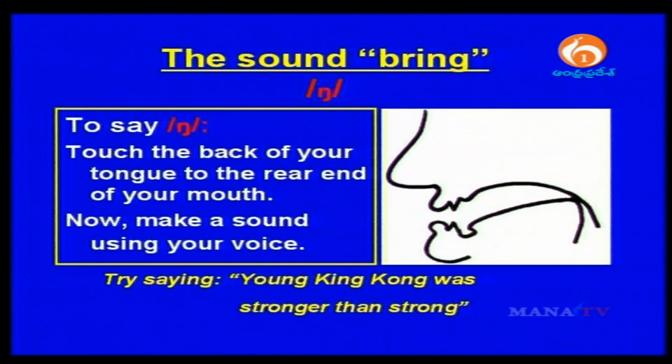Touch the back of your tongue to the rear end of your mouth and then release, as we spoke earlier, the air through your nose. We perceive that there is a g there. Yes, there is a g in spelling, but not when you're pronouncing it. It's one sound.